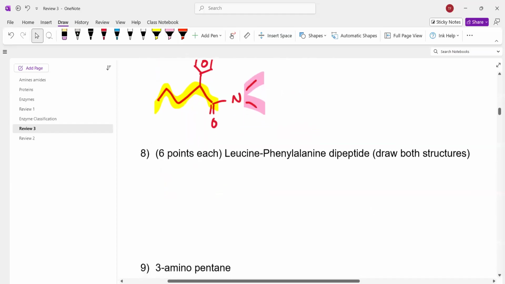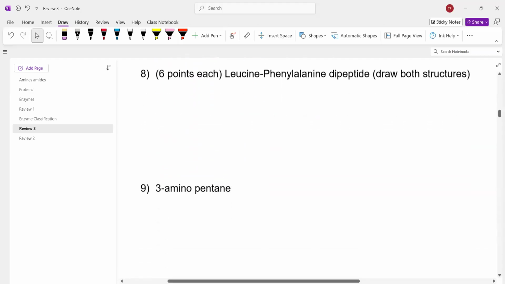Okay, leucine, phenylalanine, those are 2 amino acids, and that is not going to be covered in this test. That is part of Unit 5 as far as our class is concerned.